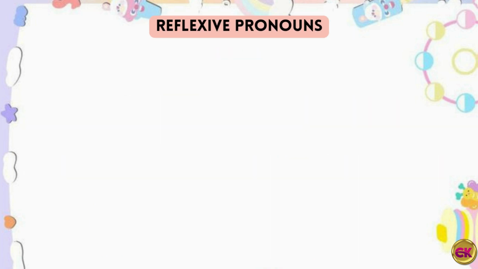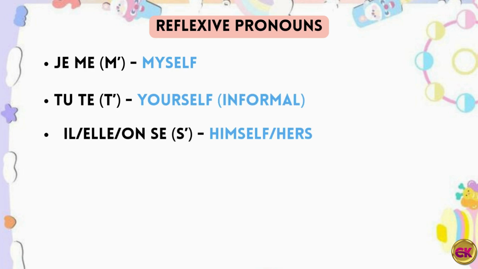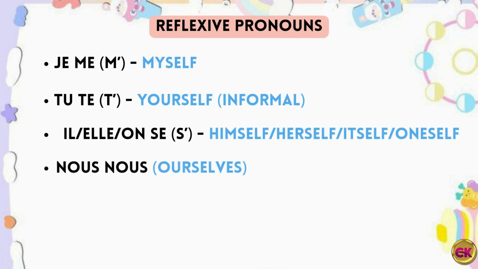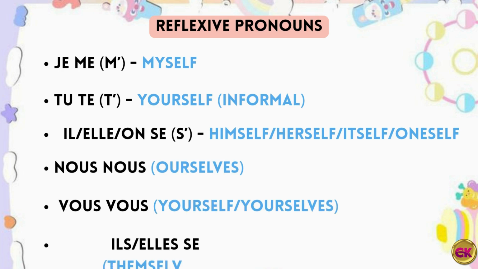Reflexive pronouns. Je me means myself. Tu te means yourself. Il se, elle se, on se means himself, herself, itself, or oneself. Nous nous means ourselves. Vous vous means yourself or yourselves. Ils se, elles se means themselves.